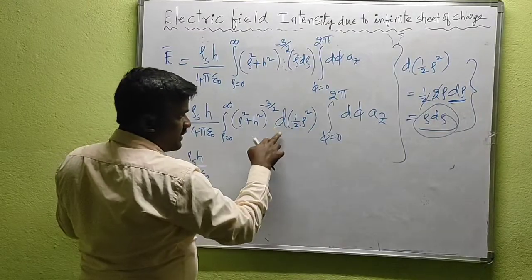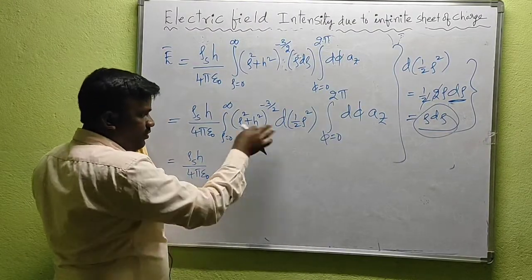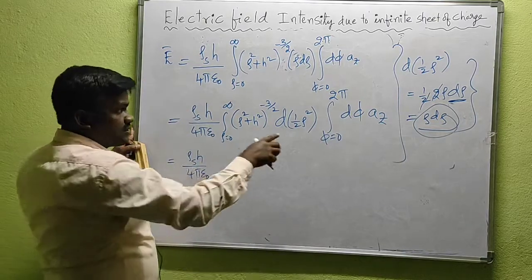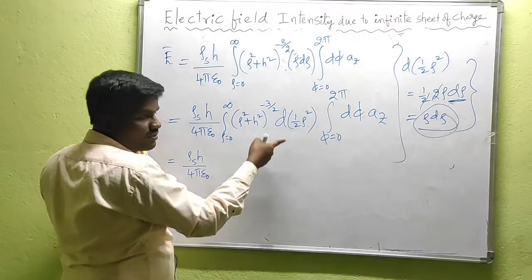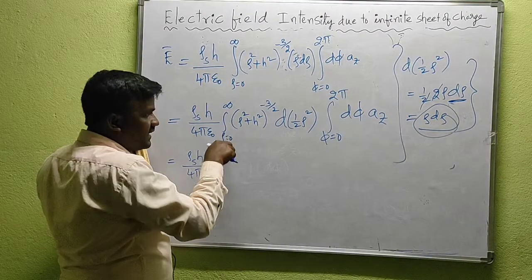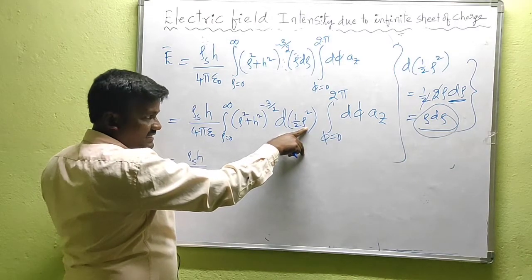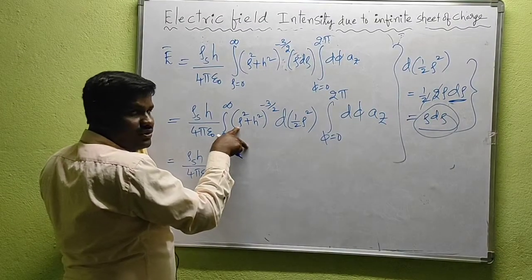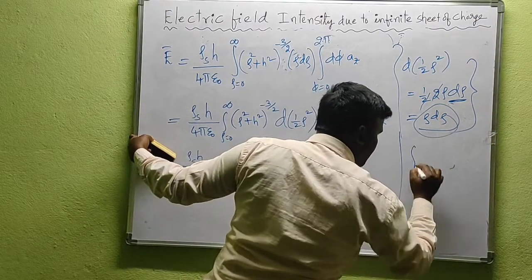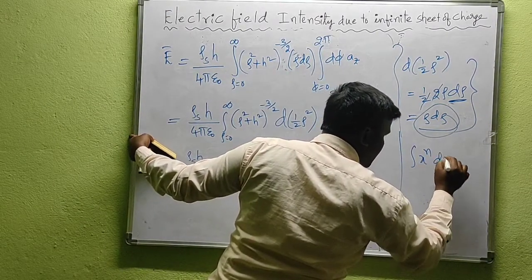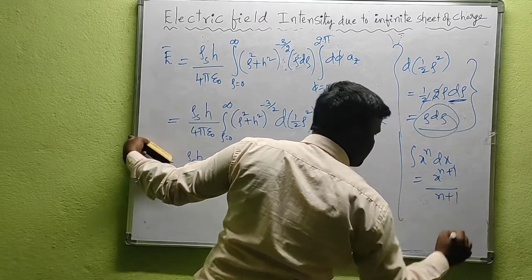Why I had written like this? That is differentiation of 1 by 2 rho square. Here simply we will perform integration with respect to rho square instead of rho, because here it is a function of rho square. Simply it is integral x to the power n dx, where x is rho square. Actually you have the formula: integral x to the power n dx equal to x to the power n plus 1 by n plus 1.